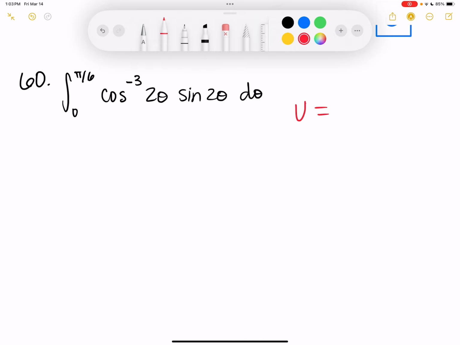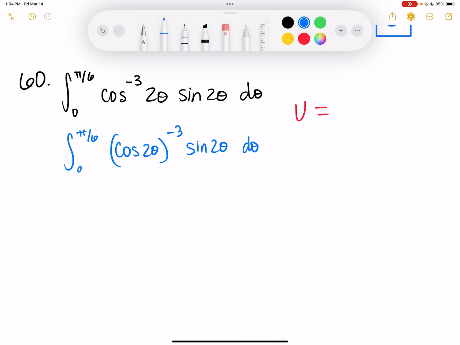Confused. Sine squared theta? There's no squared. Oh, sine 2 theta. Just regular 2 theta, because the two things have the 2 theta. So what is that going to help me with? Nothing. What in here is something weird happening to it? The cosine being raised to the negative 3. So perhaps I should think about this as the integral from 0 to pi over 6 of the cosine of 2 theta to the negative 3 times the sine of 2 theta d theta.